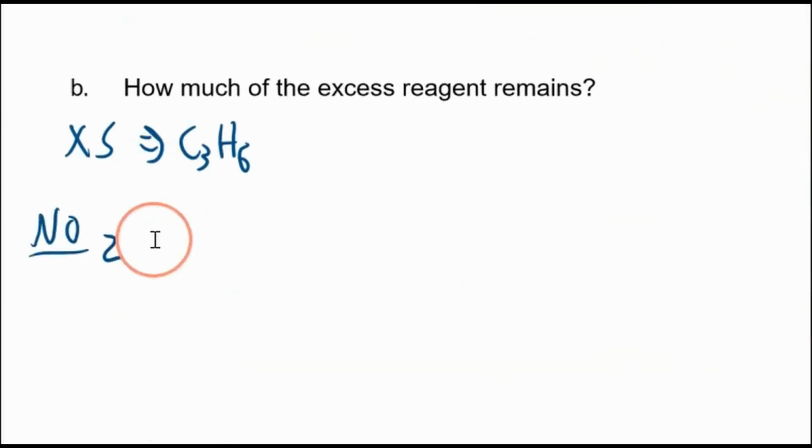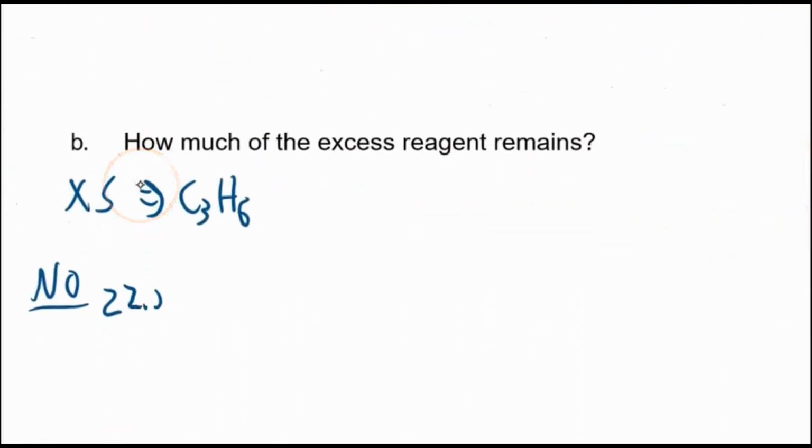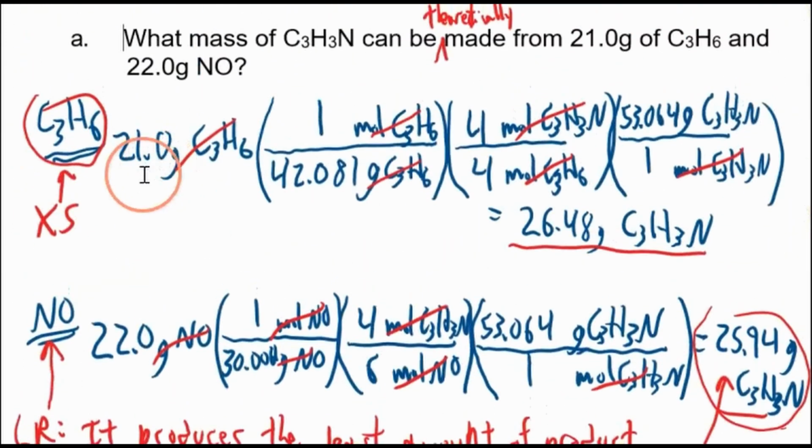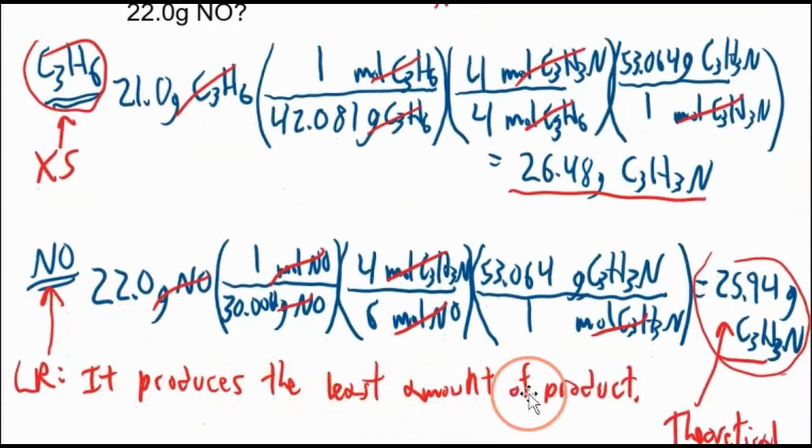and there's 22.0 grams. Oh, one thing I want to say, very, very important, check this out. C3H6, there's only 21 grams to start with, right? There's 21 grams, but we have 22 grams of NO. So we have more NO than C3H6. However, even though we have more grams of NO, a greater mass of this reactant, this one is still the limiting reactant. So the limiting reactant is not the one that we have less of. The limiting reactant is the one that produces the least amount of product.